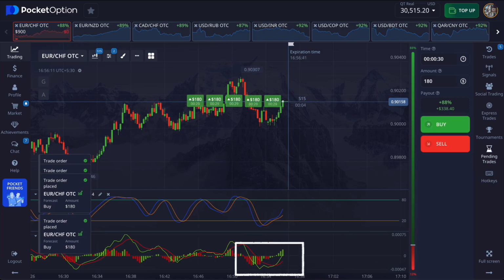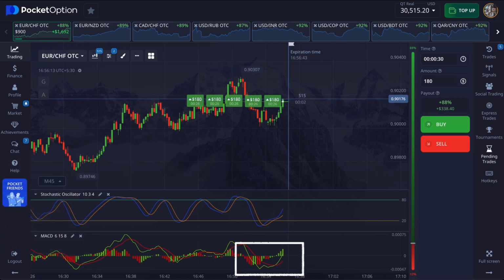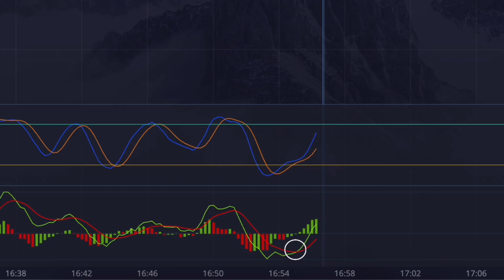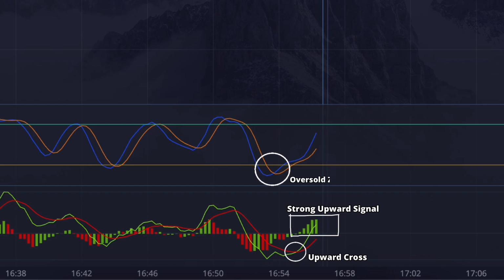So here also the MACD indicator has provided a very good signal. The red and green lines have crossed each other in the upward direction, and the green histogram tells us that there's a strong movement in the upward direction. And at the same time, the moving average lines of the stochastic oscillator are moving from oversold condition to overbought. So here the signal of the market going up is looking strong.